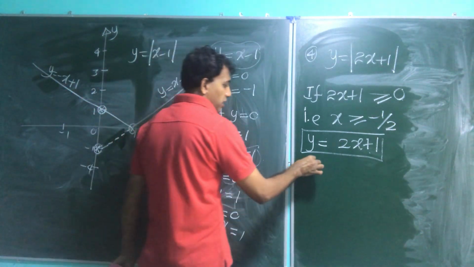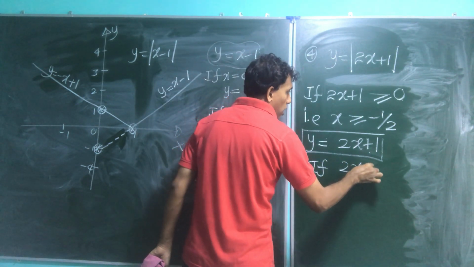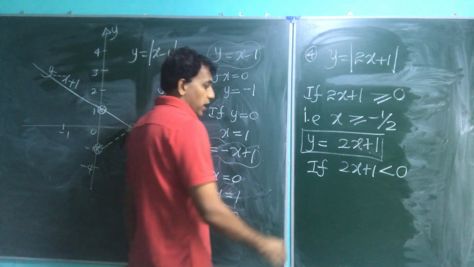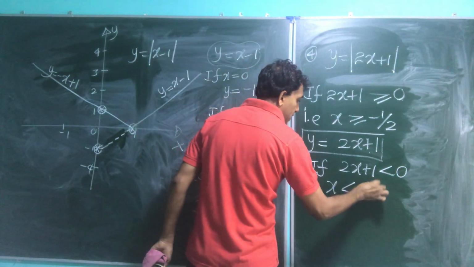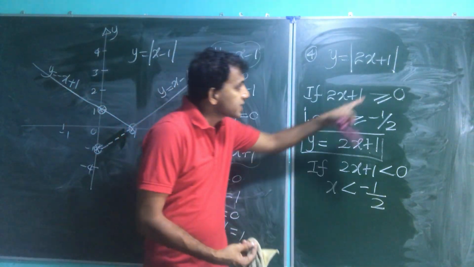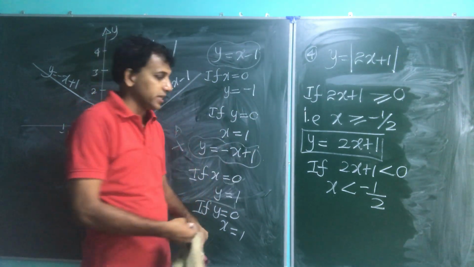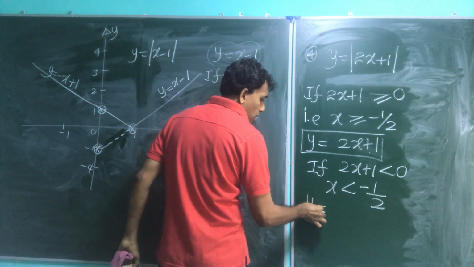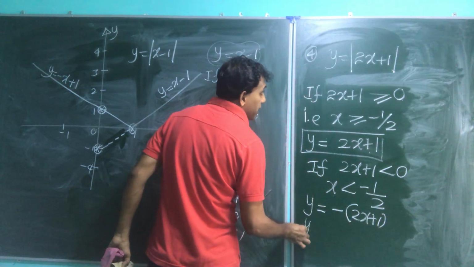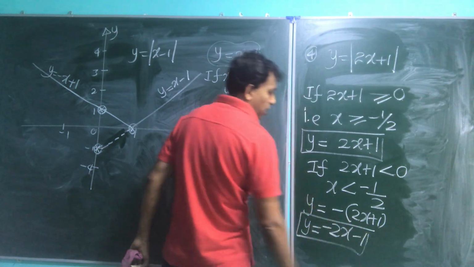Second definition, if 2x plus 1 is less than 0. Or otherwise, x is less than minus half, right? That means the inside of the modulus is negative, then we put an extra minus and write it as it is. So y equals minus of 2x plus 1, okay? Or otherwise, y equals minus 2x minus 1. This is your second graph.